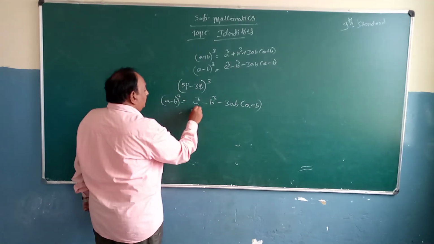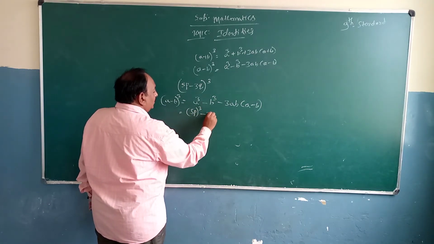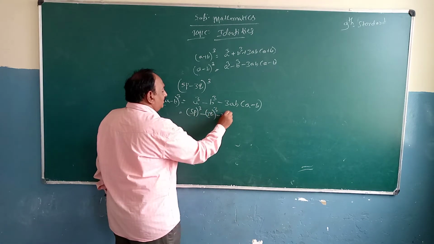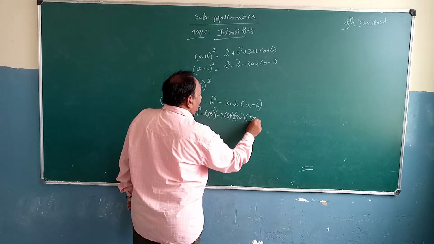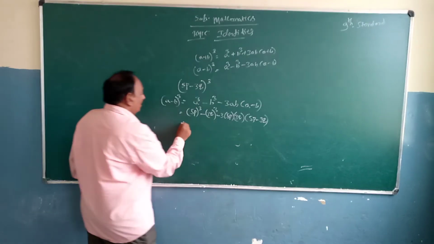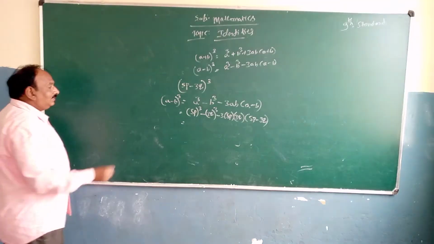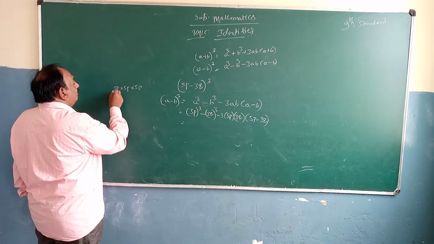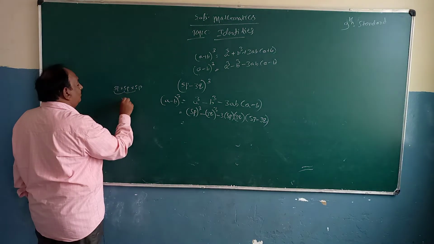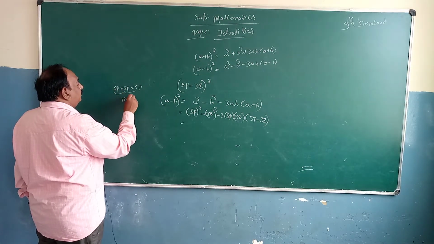A is 5b whole cube, minus 3q whole cube, minus 3 into 5b into 3q into (5b minus 3q). 5b is multiplied three times: 5b into 5b into 5b. 5 5s are 25, 5 25s are 125. p into p into p, p cube.